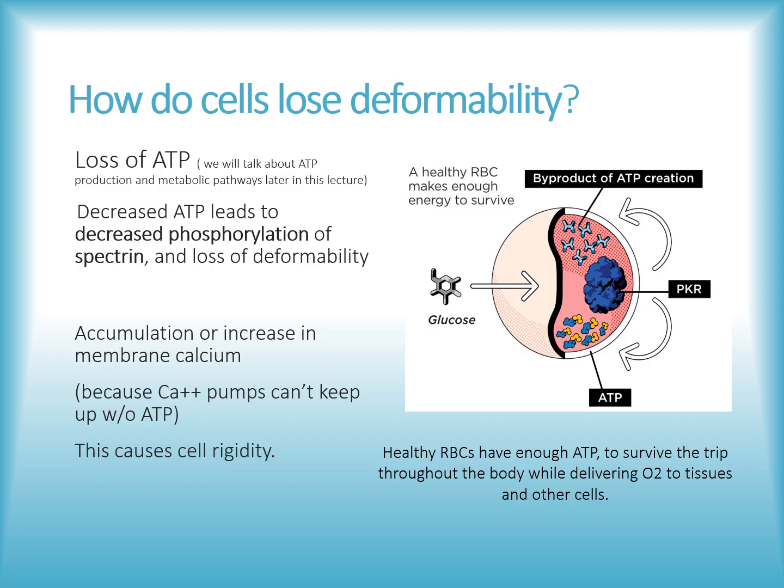Healthy red blood cells, however, have enough ATP to survive the trip throughout the body while delivering oxygen to tissues and other cells and also removing cellular waste. As the cell ages and becomes less efficient in terms of ATP production, that's when we start to see the accumulation of that calcium within the membrane.